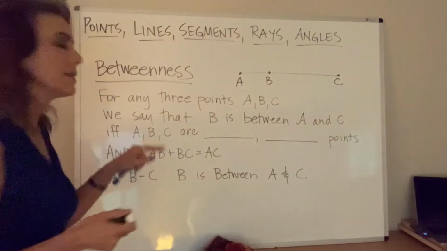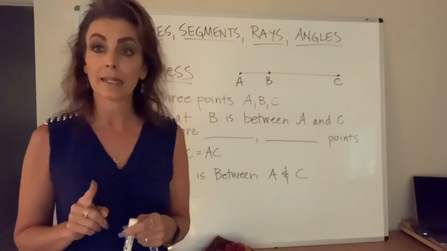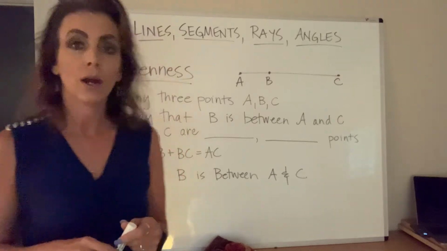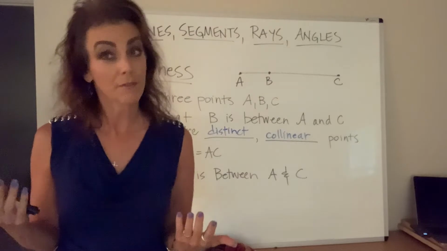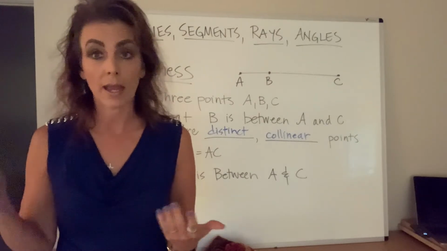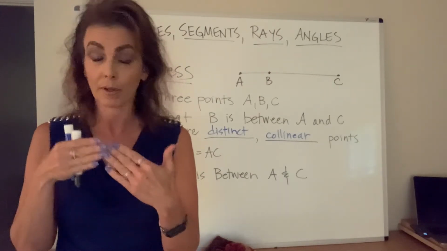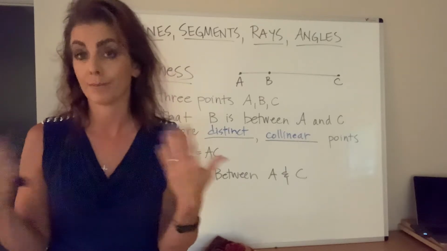First, A, B, and C have got to be distinct collinear points. Okay, what does that mean? Distinct means different. Okay, so A is not the same as B. They don't have the same location. B is not the same as C, etc.